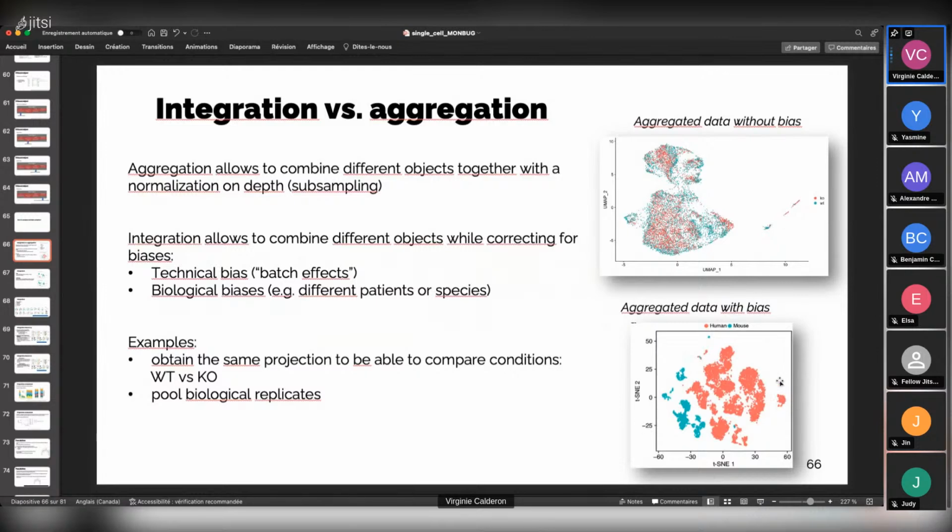Here at the opposite, we have aggregation of data, and we see that the projection is on one side the mouse and on the other side the human cells. So the differentiation here is based on the sample, so we cannot compare them together. So in this case, we need to use integration method. We need to use integration for this type of data. So this is always tricky.